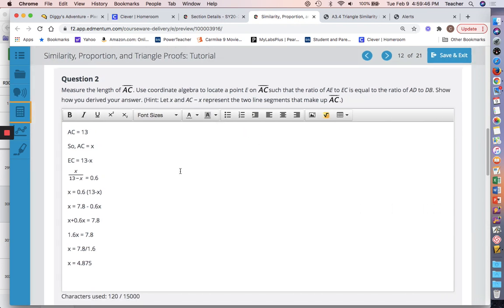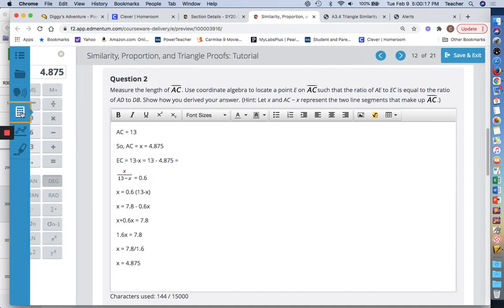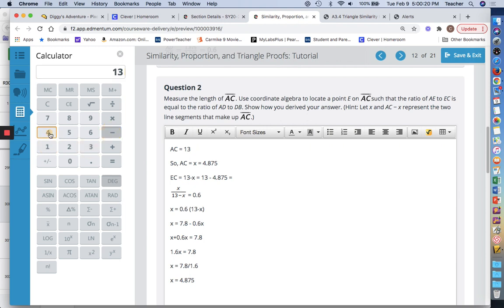All right, so that's going to be from A to C, because that's what X was. X was up here, so A to C is 4.875. Okay, that means E to C is 13 minus that. So now I've got to say, okay, well, 13 minus 4.875. All right, well, let's find out what that number is. They don't make this easy, do they? All right, I got 8.125.